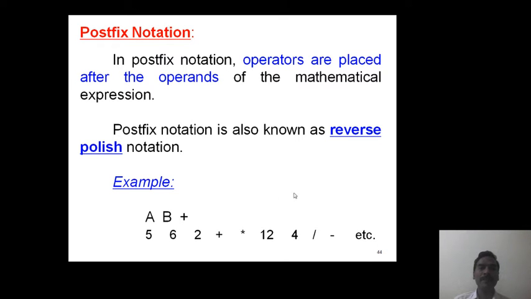So these are three possible ways that an arithmetic expression can be represented: infix notation, prefix notation and postfix notation. In infix notation, operators are placed in between the operands. In prefix notation, operators are placed before the operands, whereas in postfix notation, operators are placed after the operands.